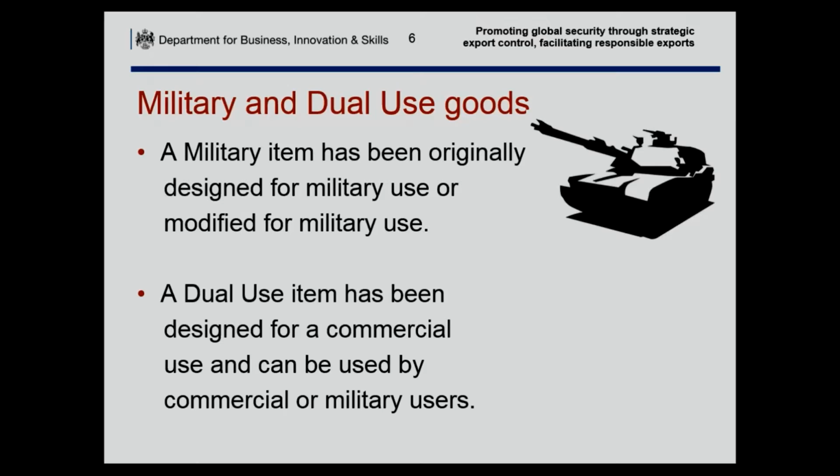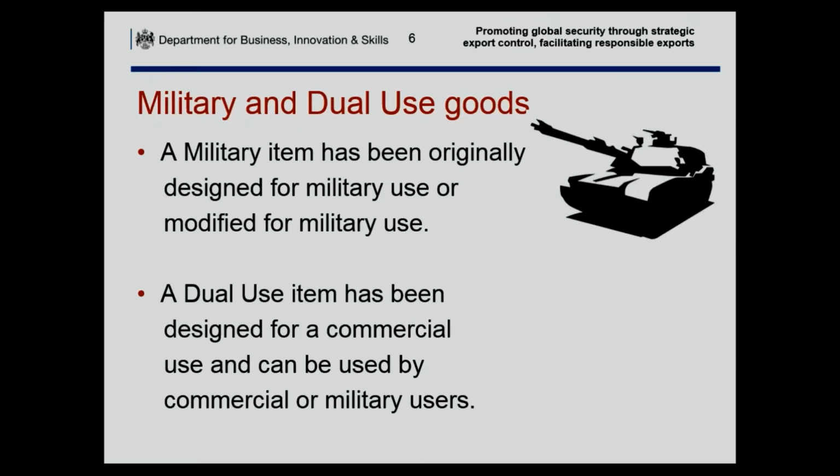Now, a dual-use item is something that's designed for a commercial use, but then can be used by either a commercial user or by a military user in an unchanged form. And so it's the design, when you're thinking about a commercial application, that's what you're aiming your product at, but it could be bought by either of those types of users. Again, it wouldn't be modified in any way for a military application.